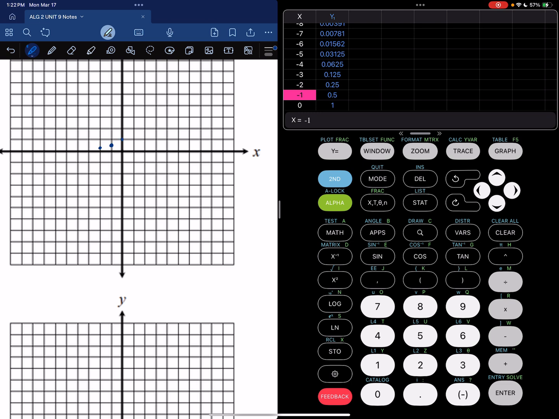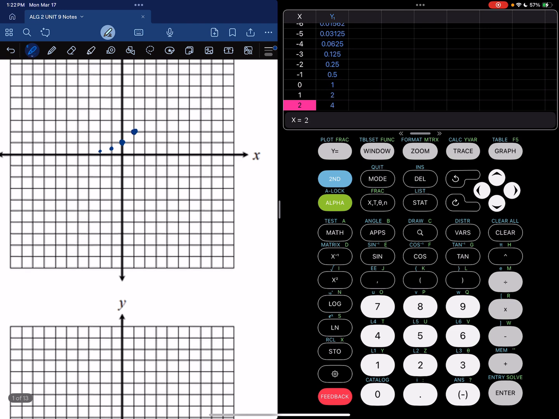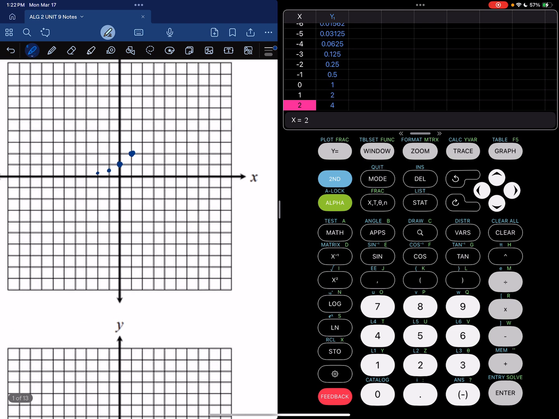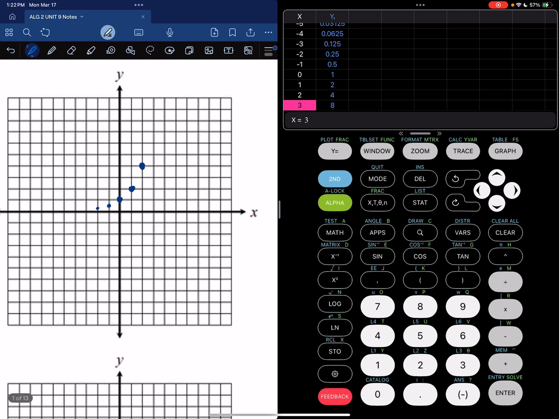At 0, it's at a height of 1. Its y value is 1. At 1, it's at a height of 2. At 2, when x is 2, the y value is 4. When its x value is 3, it's all the way up at 8.